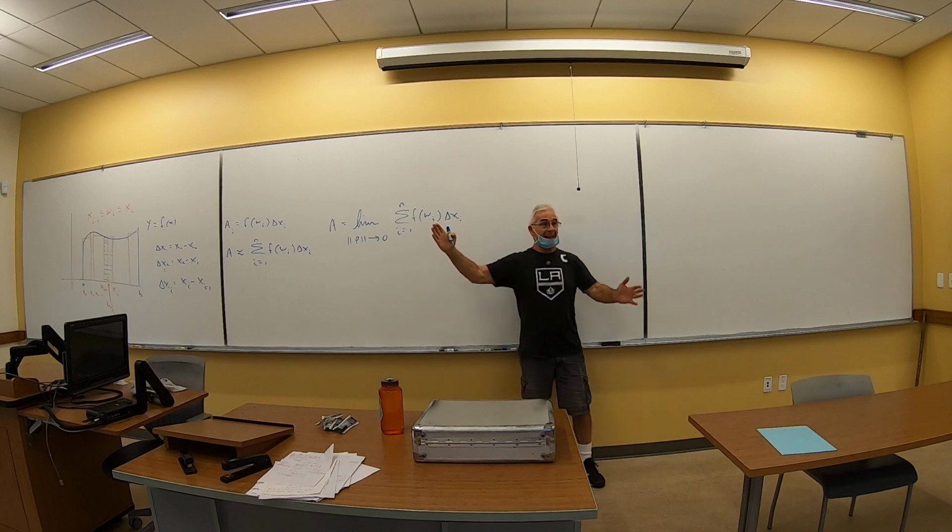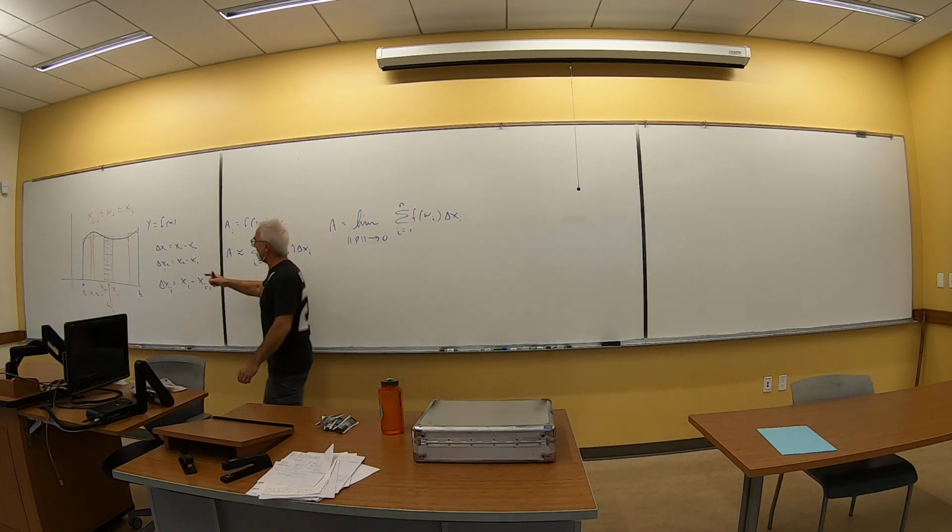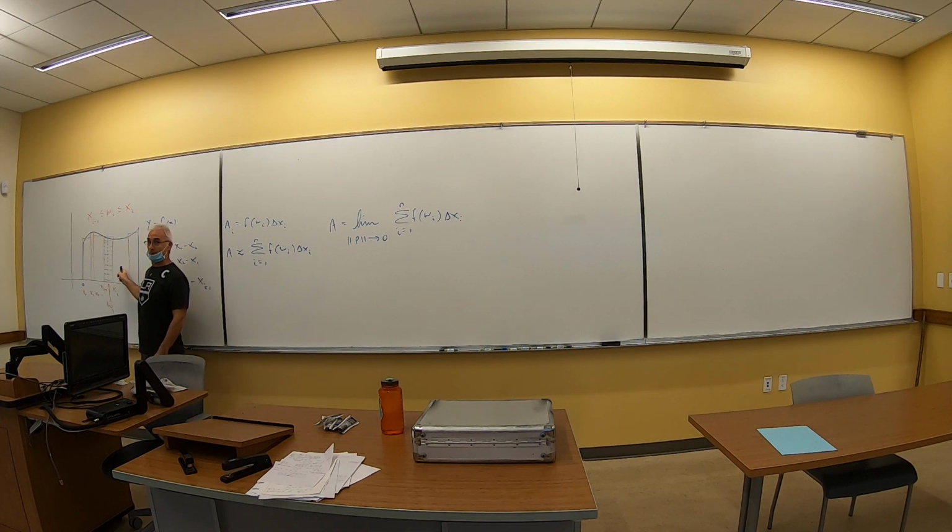That's what we're doing. We're taking every width and shrinking it down to 0. So if the biggest width is going to 0, then now there's a new biggest width, and it's going to 0, and then there's a new biggest width.